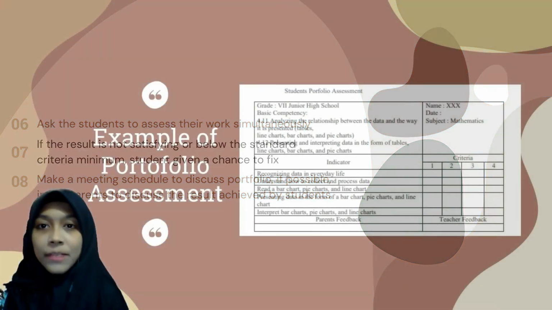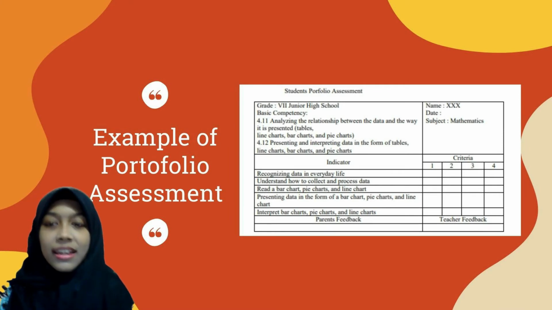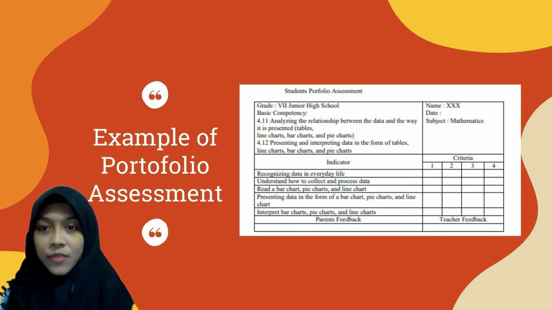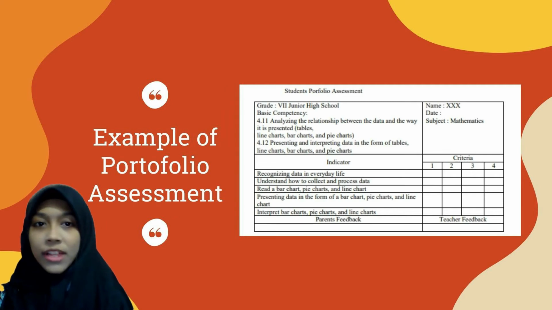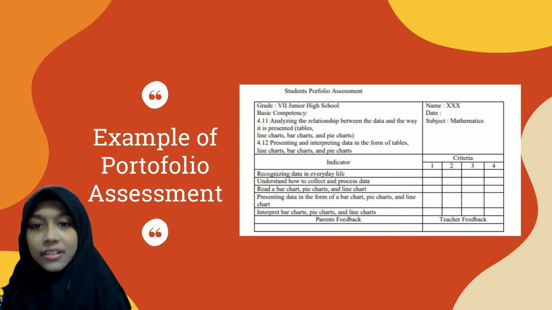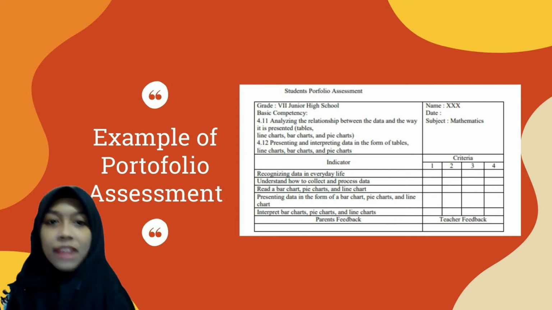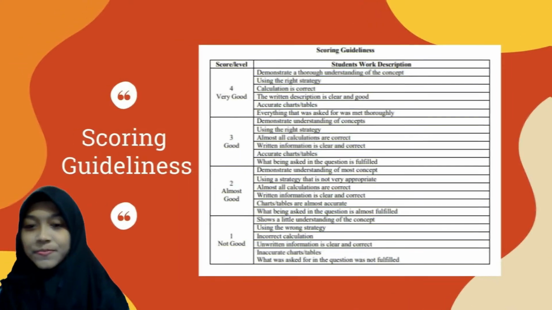And next is the example of portfolio assessment format. So as we can see here, the portfolio assessment format includes the grade, basic competency, the name of the student, the date the portfolio was created, learning subject, an indicator accompanied by the criteria from 1 to 4, and the last is feedback from the parents and teacher. And then the criteria of scoring will be explained more by my friends.